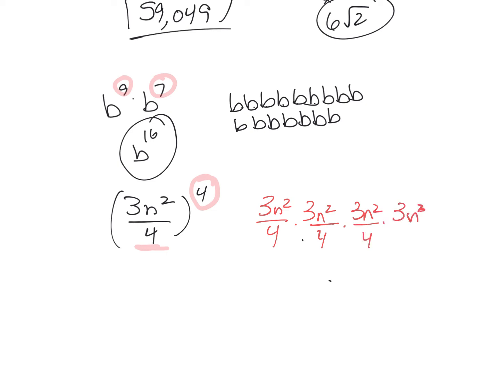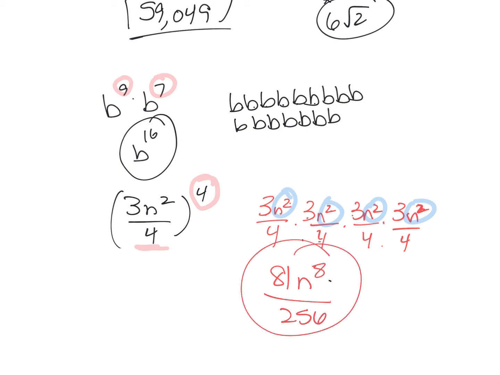And when you multiply that 4 times, we have 3 times 3 times 3 times 3, which we get 81. Then we have n squared 4 different times, so we get n to the power of 2, 4, 6, 8, right? N to the power of 8. Then we're going to multiply 4 times, so 4 times 4 times 4 times 4, which is 256.